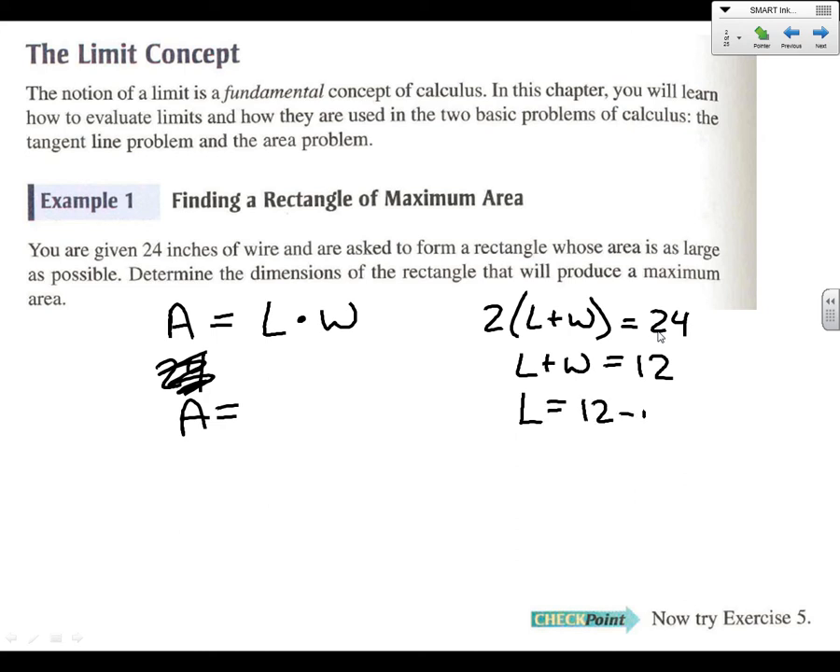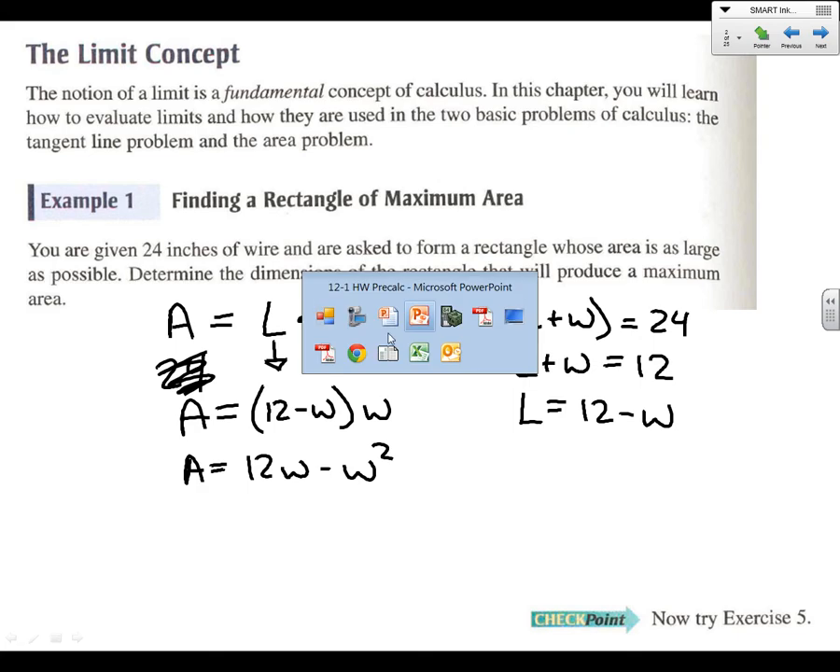One thing we could do here, using substitution, is say that the length is going to be 12 minus W, and now we can rewrite our area formula with only one variable, W. So 12 minus W times W, and if we expanded that, we would have 12W minus W squared. How do we maximize that? A couple ways to think about this, and let's grab our calculators.